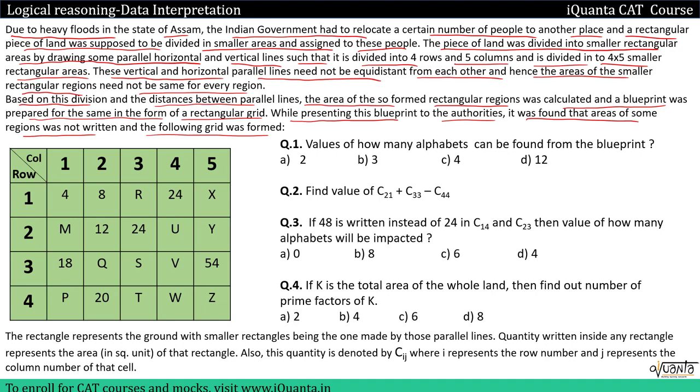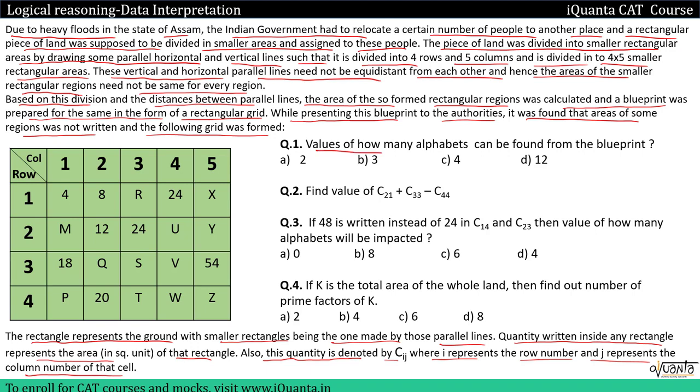We have some additional information over here. The rectangle represents the ground, with smaller rectangles being the ones made by those parallel lines. Quantity written inside any rectangle represents the area in square units of that rectangle. Also, this quantity is denoted by Cij, where i represents the row number and j represents the column number of that cell. So we can see that inside every smaller rectangular region we have some numbers written, whereas in some cases there are some alphabets written. So values of these alphabets are missing.